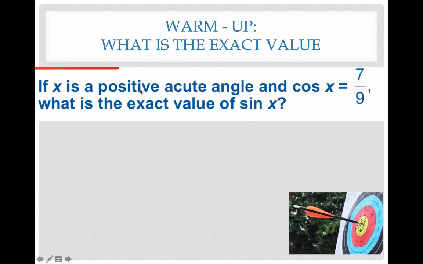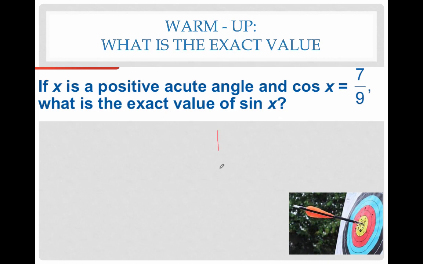What if x is a positive acute angle and the cosine of x is 7/9? What is the exact value? Exact value is very important, because most of you could probably put something into your calculator, figure it out, and go from there. But we're talking exact values here.